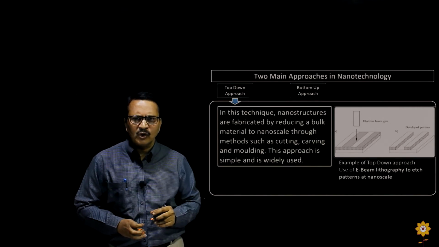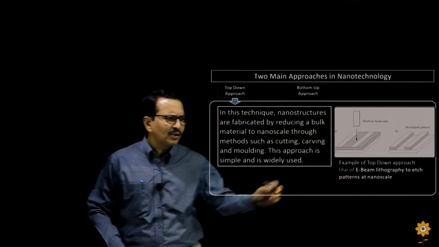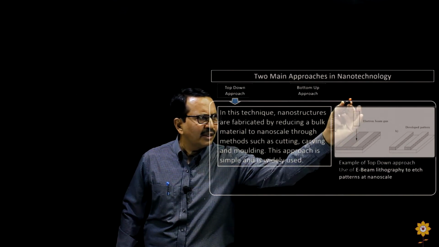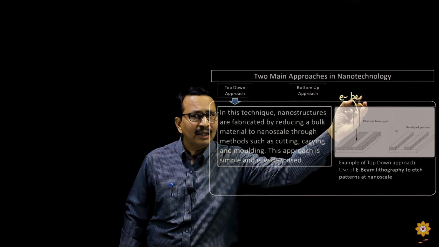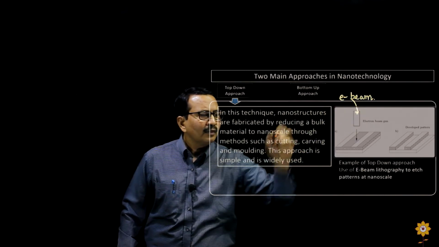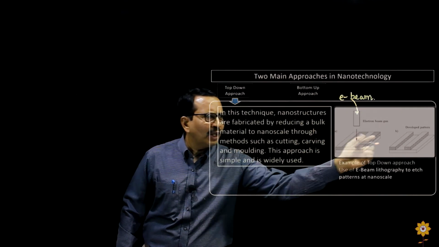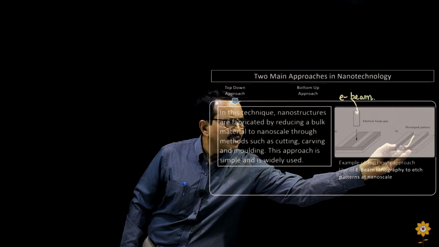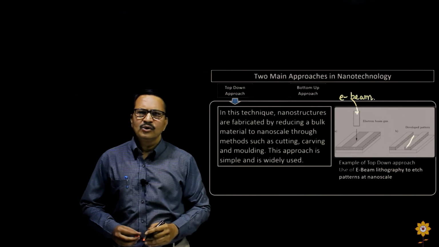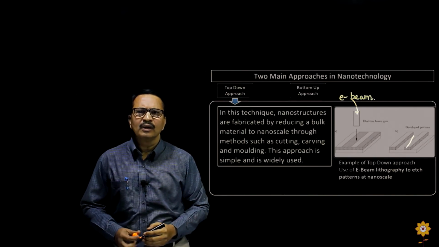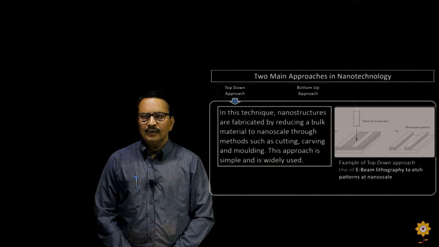Here is an example of a top-down approach wherein E-beam lithography is being utilized. Over here, what you have is nothing but an E-beam, or an E-beam means an electron beam. And this actually falls on the material over here, and you etch out a part of the material, the desired part of the material, and this particular part is on the nanoscale. So this is how you use the top-down approach for making nanomaterials.